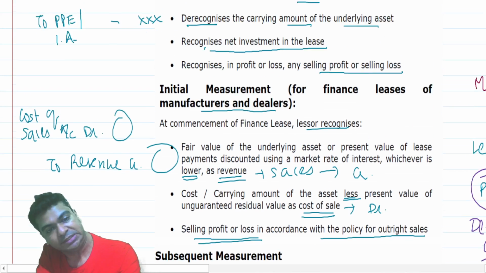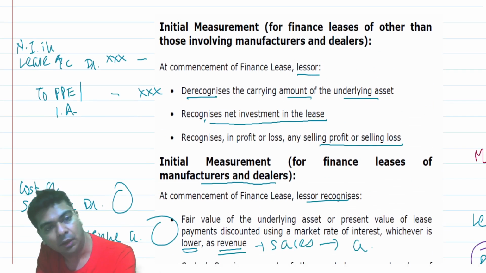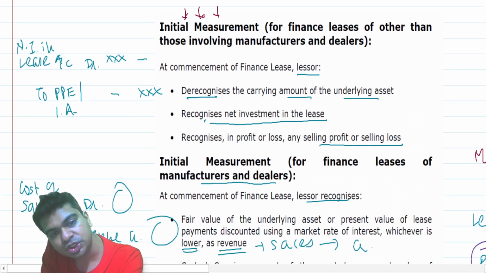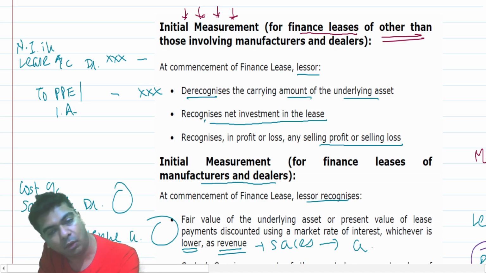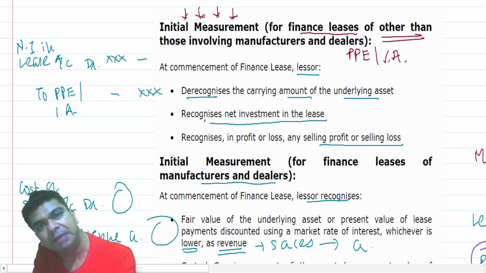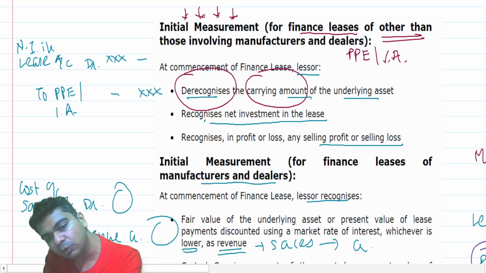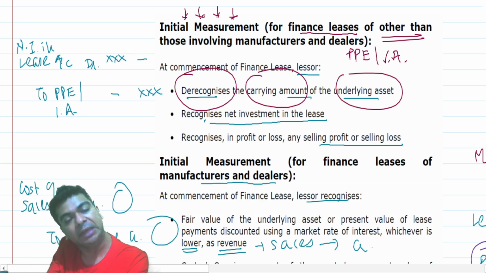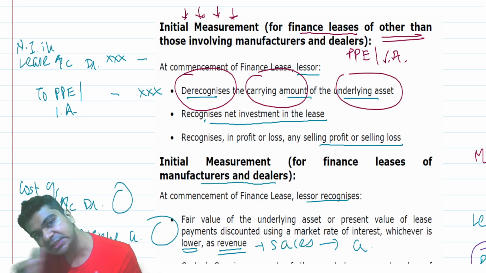So if you see the points now, I'm sure it will make a lot of sense. We are discussing this point again, initial measurement. They are saying for finance leases other than manufacturer or dealer, that means it's a finance lease of PPE or an intangible asset. That's the reason they are saying de-recognize the carrying amount of the underlying asset, remove the PPE, remove the intangible asset from the books, and recognize the net investment in lease. The difference, gain or loss, is recognized in the P&L.